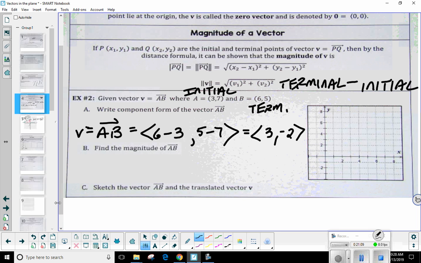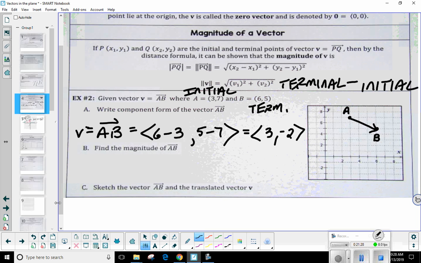Okay. Now, it doesn't say to do this until part C, but let's go ahead and check our work. Let's see if we're right. Okay. Point A was at 3, 7. So I'm going to locate 3, 7. So here's point A right here. Then point B was at 6, 5. Okay, so I'm going to go ahead and connect the two.